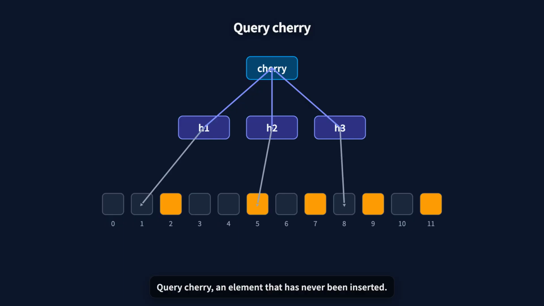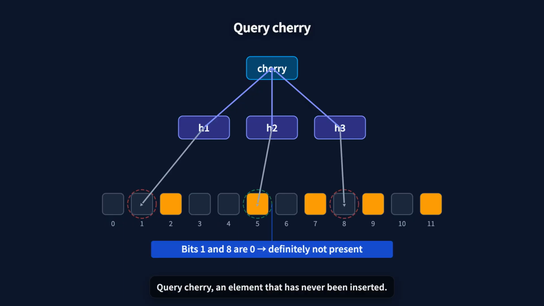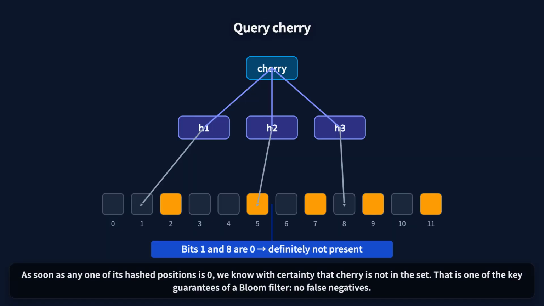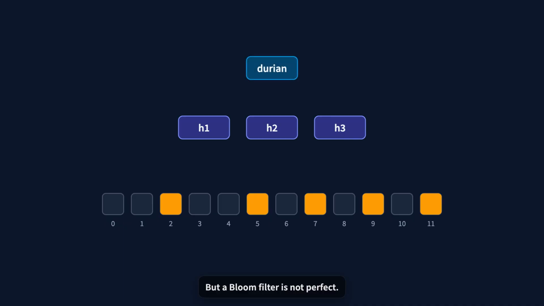Query cherry, an element that has never been inserted. As soon as any one of its hashed positions is 0, we know with certainty that cherry is not in the set. That is one of the key guarantees of a Bloom filter: no false negatives. But a Bloom filter is not perfect.